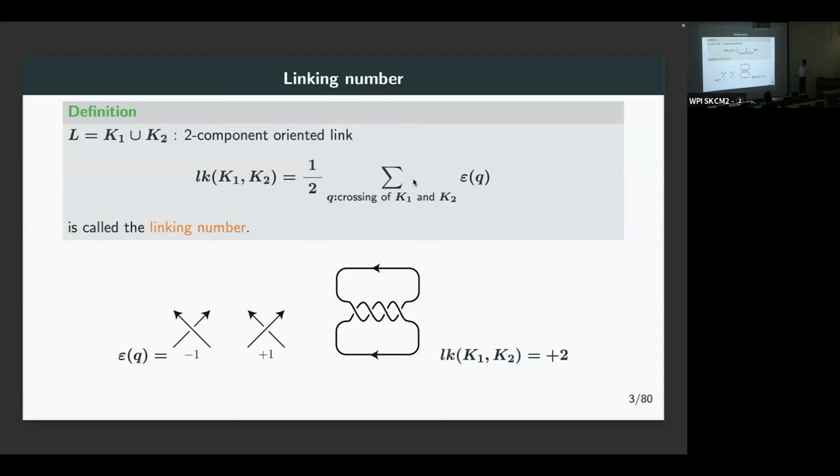For each crossing, you put plus or minus 1, consider the sum of those, and take half of this. And this is called a linking number. And in this case, you have plus 2 in this picture. Here, you only consider the crossings between K1 and K2. And you can use this to check the equivalence class of knots and links. And sometimes you can use it to tell the chirality of the links.